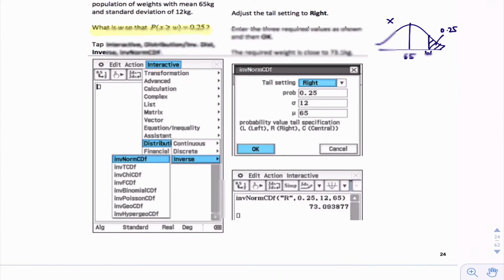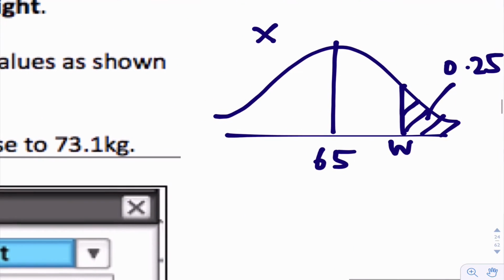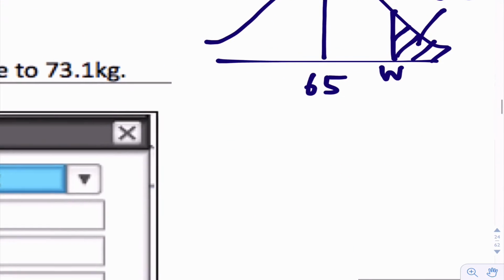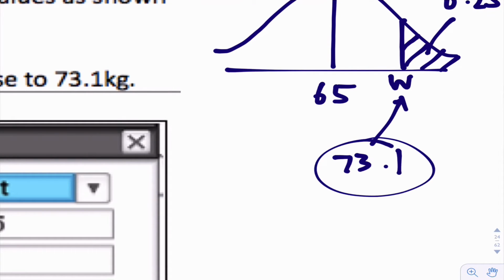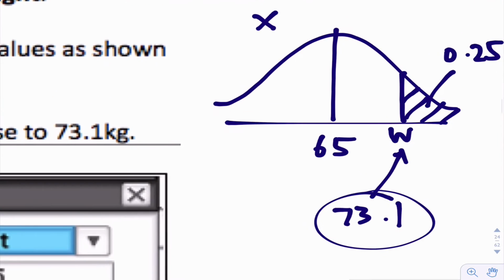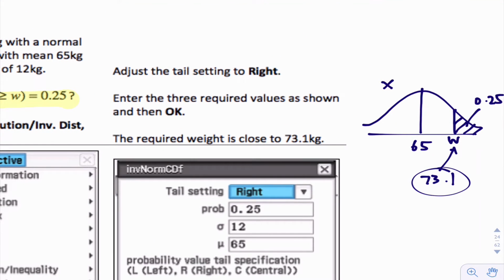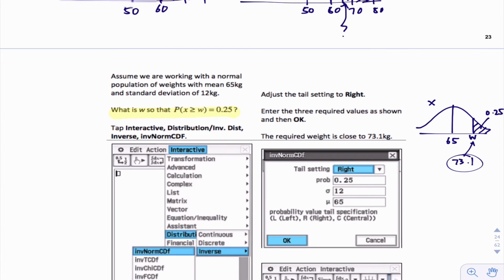Now let's just go back to our diagram and see if that looks good. Okay, yep, that looks pretty good to me. So they're saying that W here is 73.1. So you can look at the diagram and think, yep, that sounds reasonable. So 73.1 kilos is, in this case, the upper quartile. The value for which 25% of the values are bigger than, 75% of the values are less than. So it's called the upper quartile.